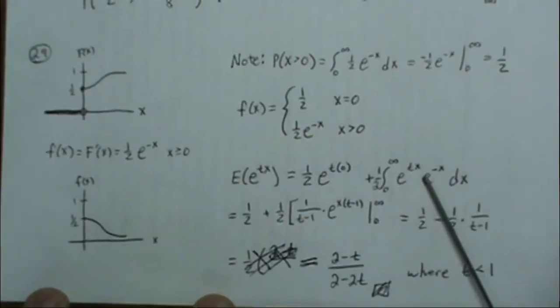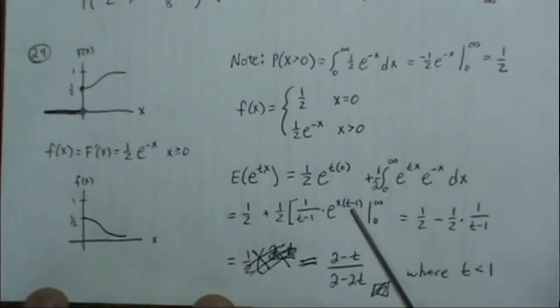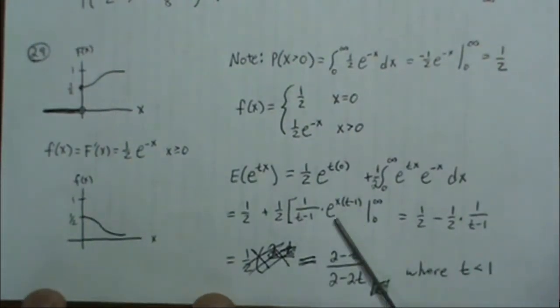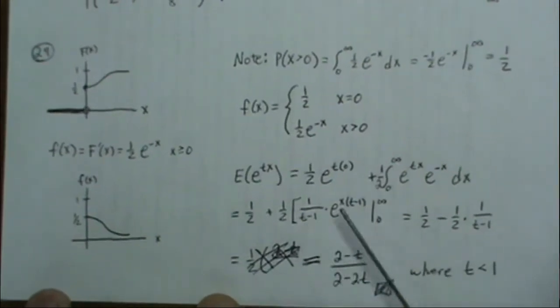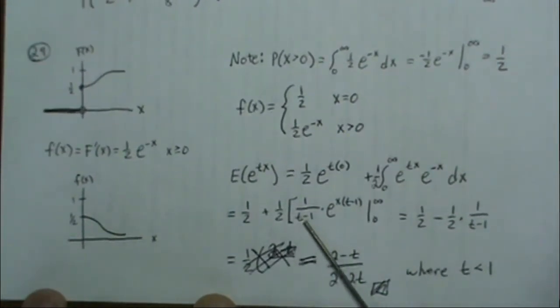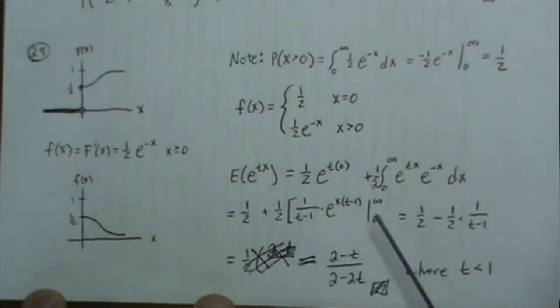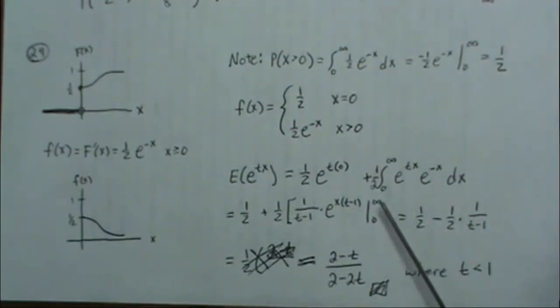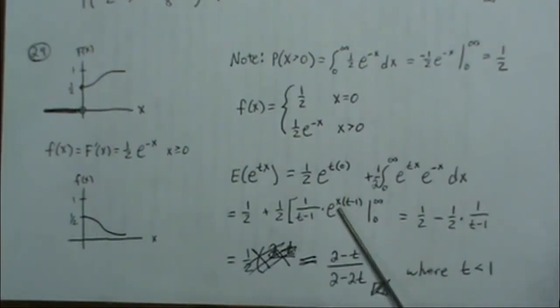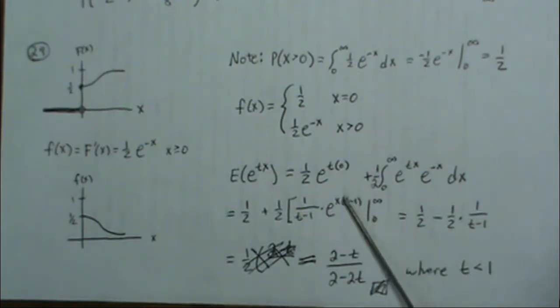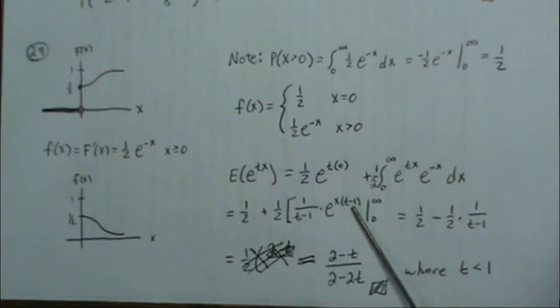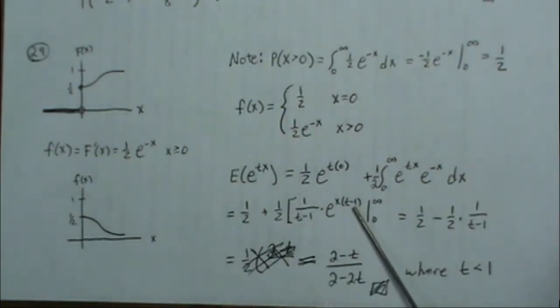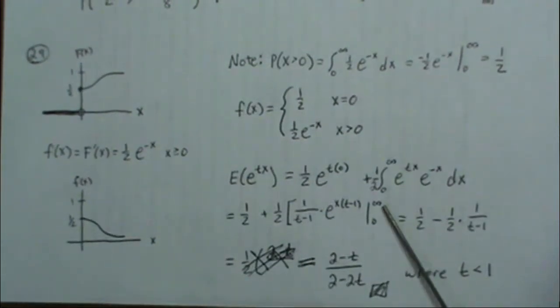And then when you integrate, you can combine the e's to e to the x, t to the 0. And then when you integrate it, you end up with a dividing by t minus 1, e to the x, t minus 1. So when you plug in these values, you have to note that when you plug in infinity to x, that goes to infinity unless t minus 1 is negative. So we have to assume that's negative, and then this goes to 0 when you plug in infinity.